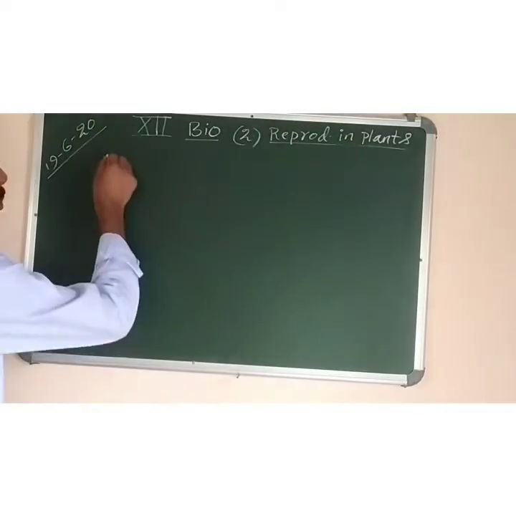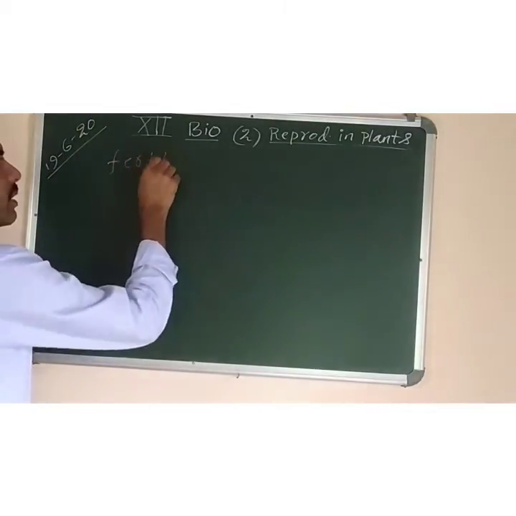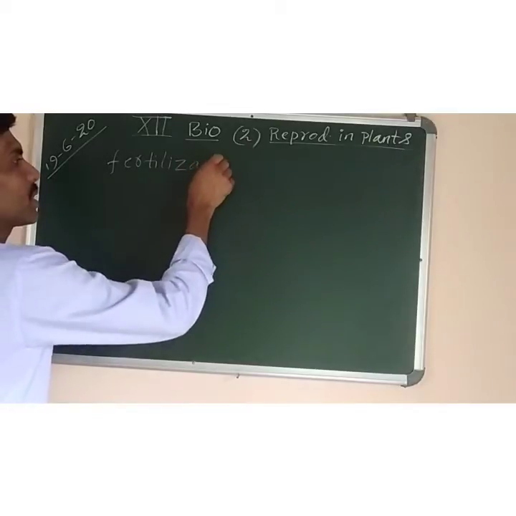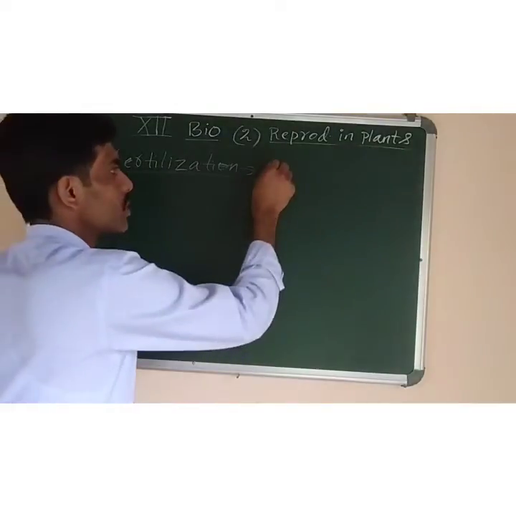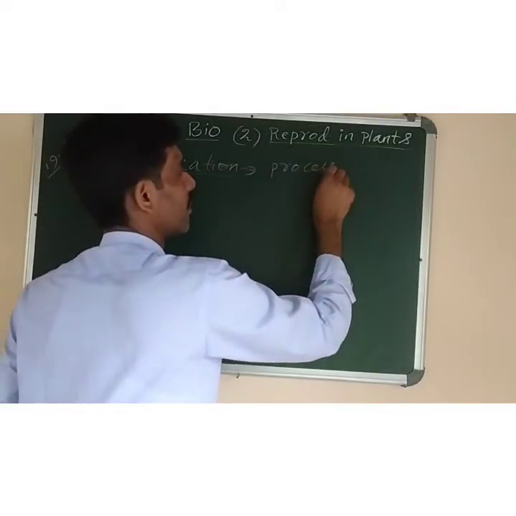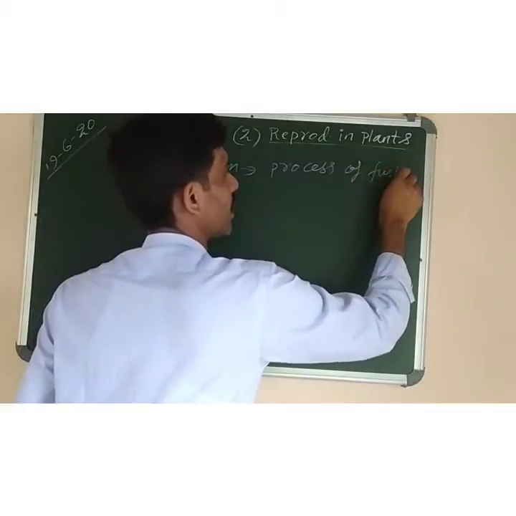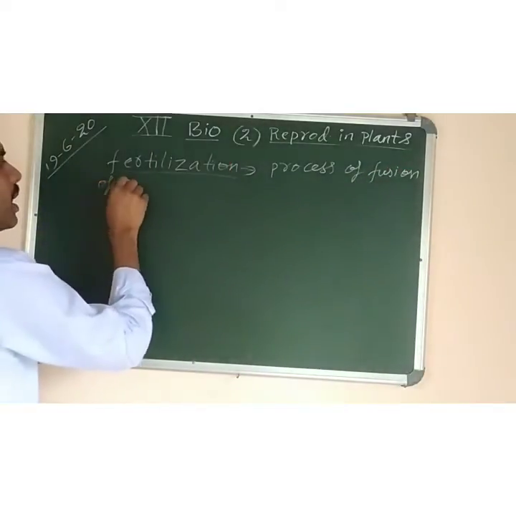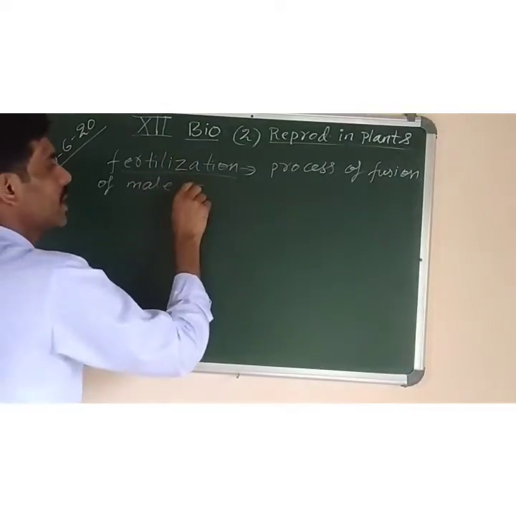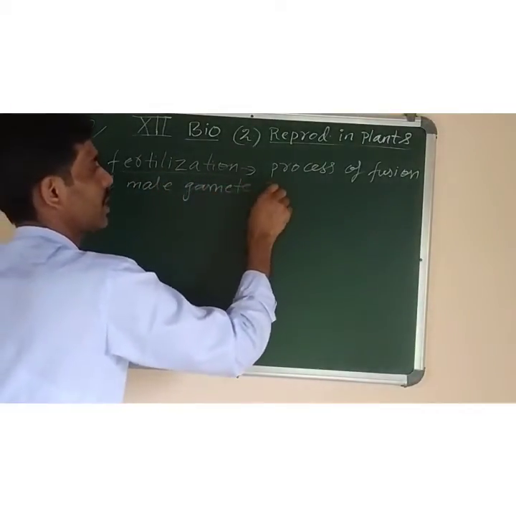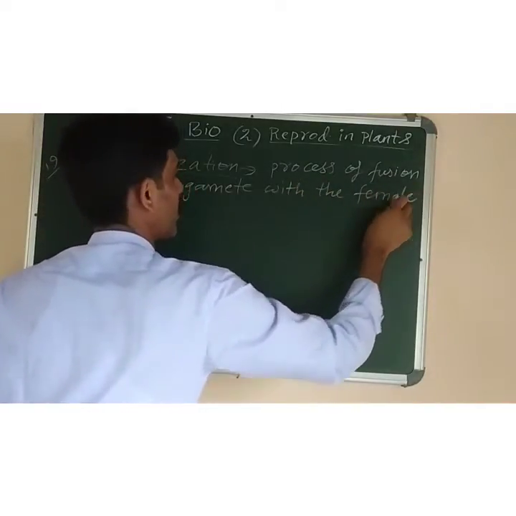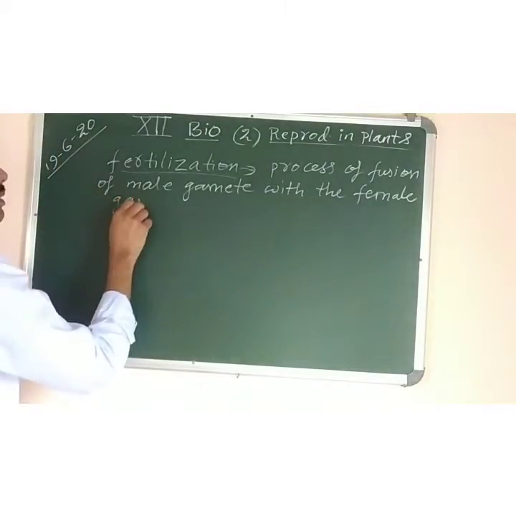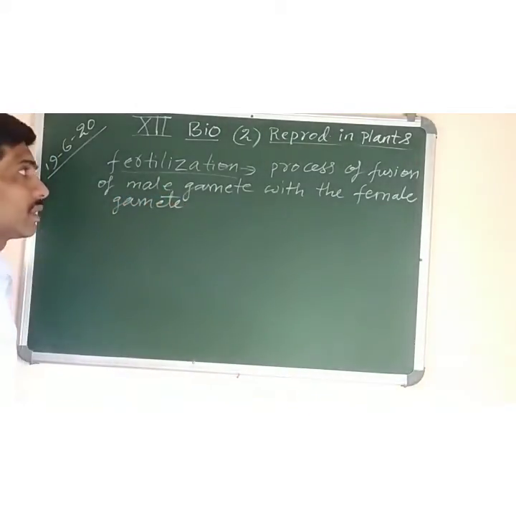Okay. The next topic which we have to do is fertilization. What is fertilization? You know the definition. Fertilization is the process of fusion of male gamete with the female gamete. Here the male gamete is the pollen, and the female gamete is the egg. The fusion of these is called fertilization.